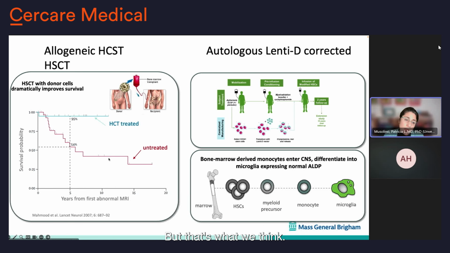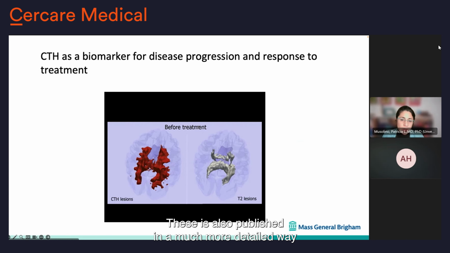but that's what we think. And then the reality was that we were able to read out the T2 lesions progressing over time. After transplant, you see the T2 lesions, of course, do not change much, but the microvascular dysfunction is much wider than the T2 change, and is also much more responsive to bone marrow transplant. This is also published in a much more detailed way.